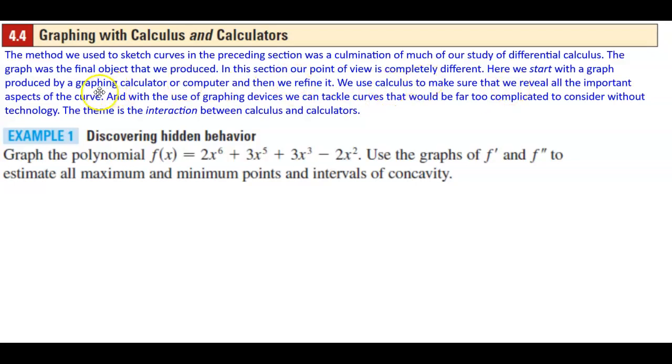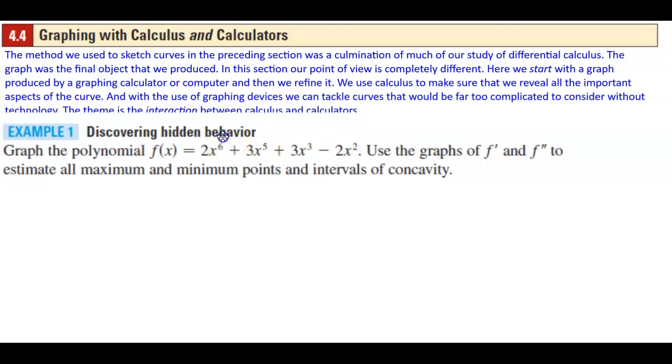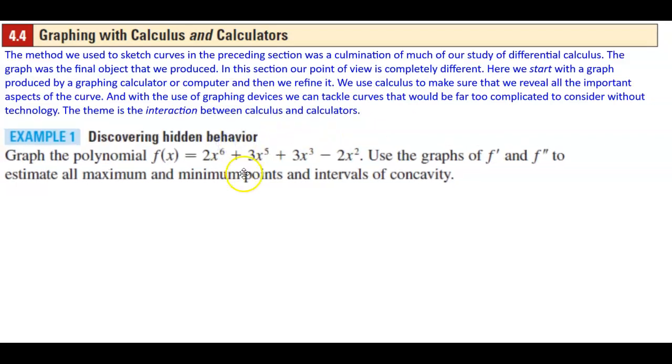Here we start with the graph produced by a graphing calculator or computer, and then we refine it. We use calculus to determine or to make sure that we reveal all the important aspects of the curve. And with the use of graphing devices, we can tackle curves that would be far too complicated to consider without technology. The theme is the interaction between calculus and calculators.